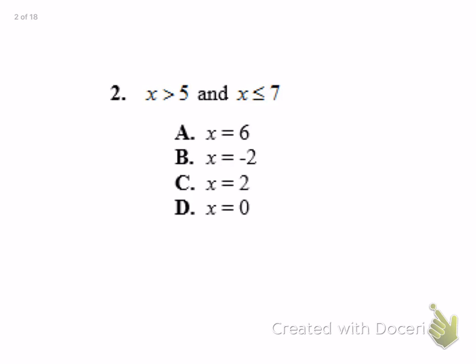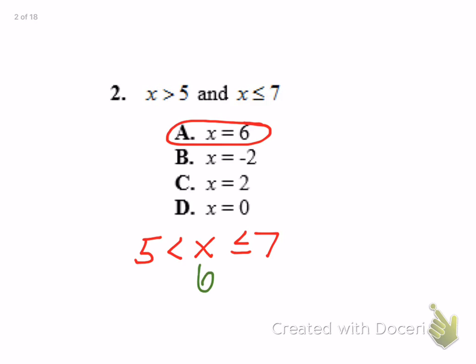In number 2, we're looking for a value of x that is both bigger than 5 and less than or equal to 7. A, x equals 6, fulfills this. We could have rewritten this as 5 less than x less than or equal to 7, and when we plug in 6 to that, we see that 6 does fall between them.